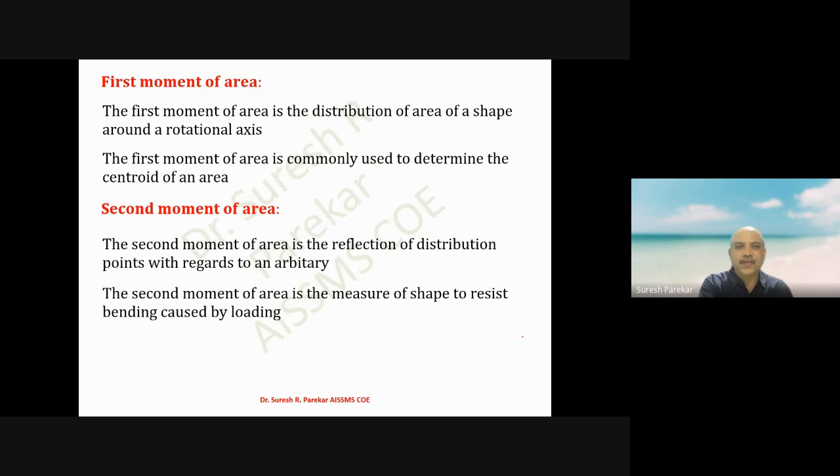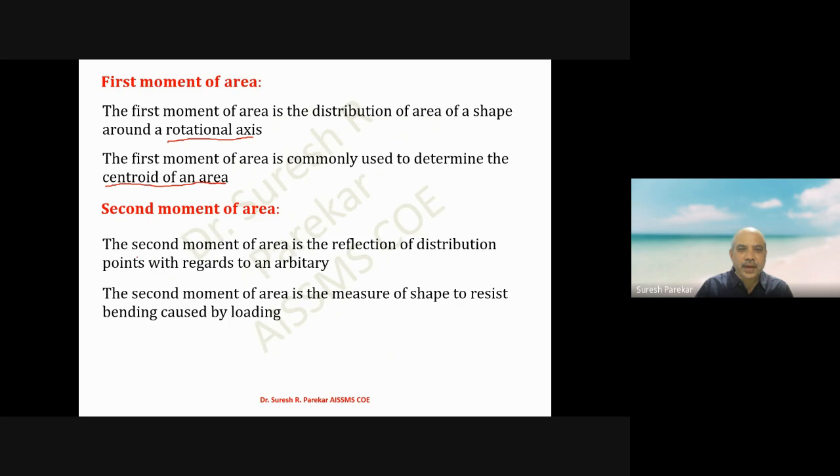Now, first see the definition. First moment of area. So, the first moment of area is the distribution of area of a shape around a rotational axis. The first moment of area is commonly used to determine the centroid of an area. So first moment of area gives you the centroid.